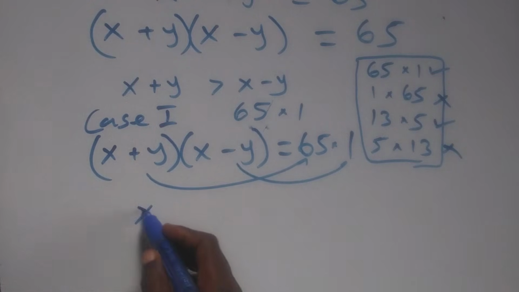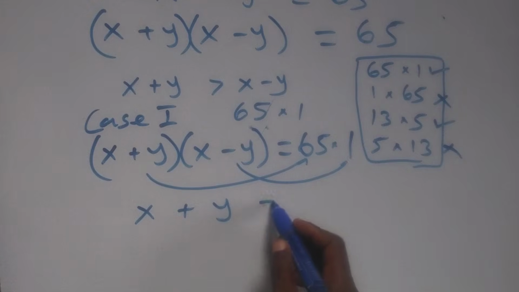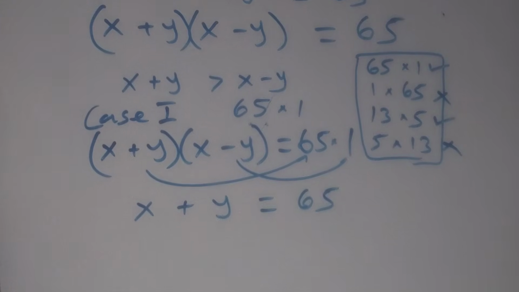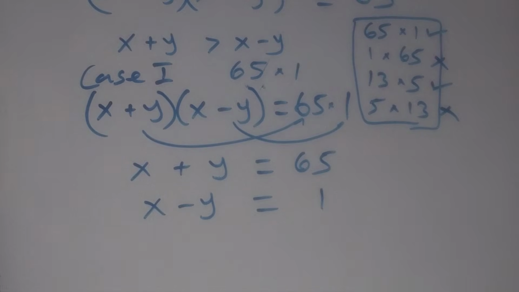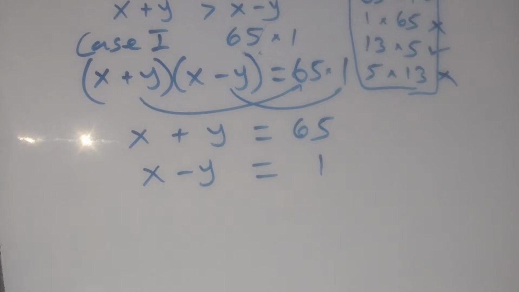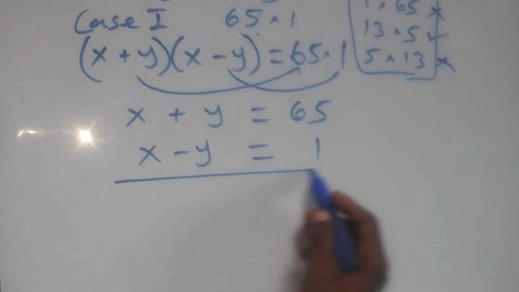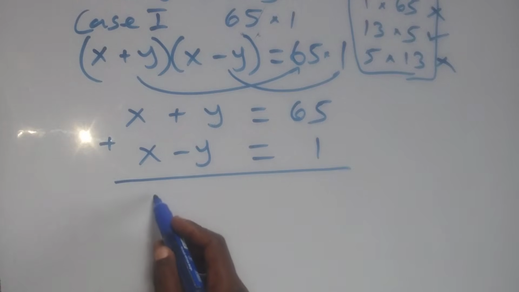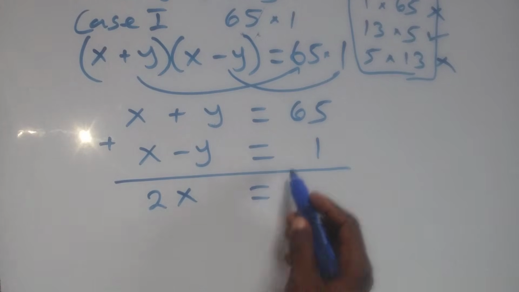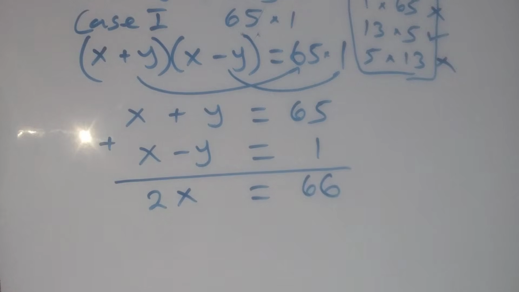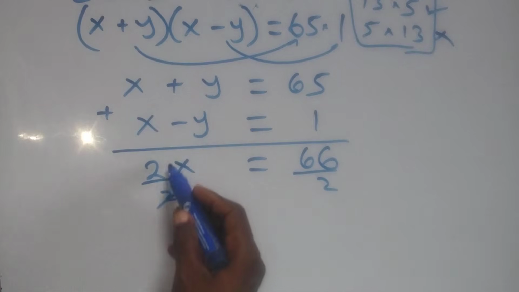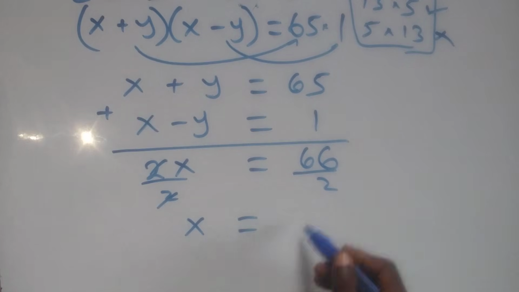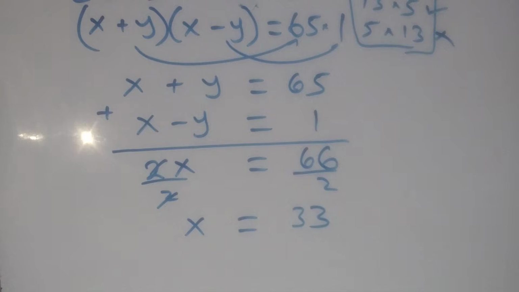So we can say we have two equations. That is x plus y equals 65, and x minus y equals 1. We have two equations now, which can be solved simultaneously. When we eliminate y, we add: x plus x is 2x, equals 65 plus 1, that's 66. Divide through by 2, the 2s cancel each other here, and we have x equals 66 over 2, that's 33.